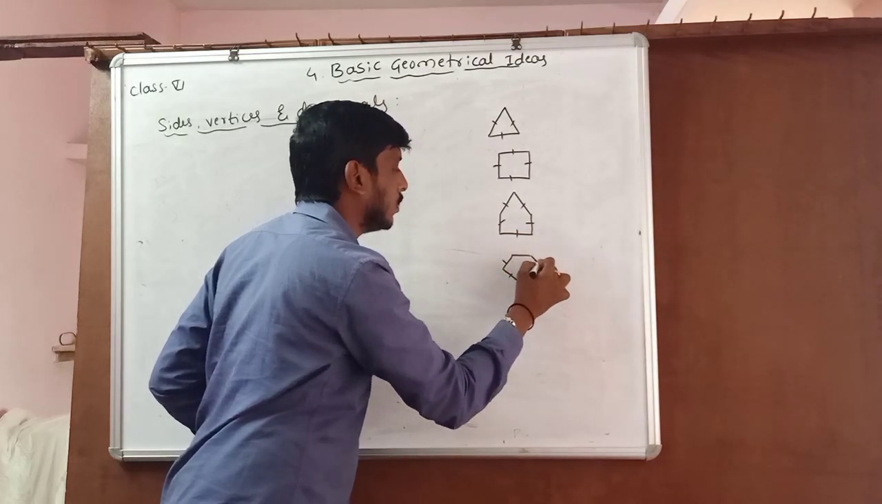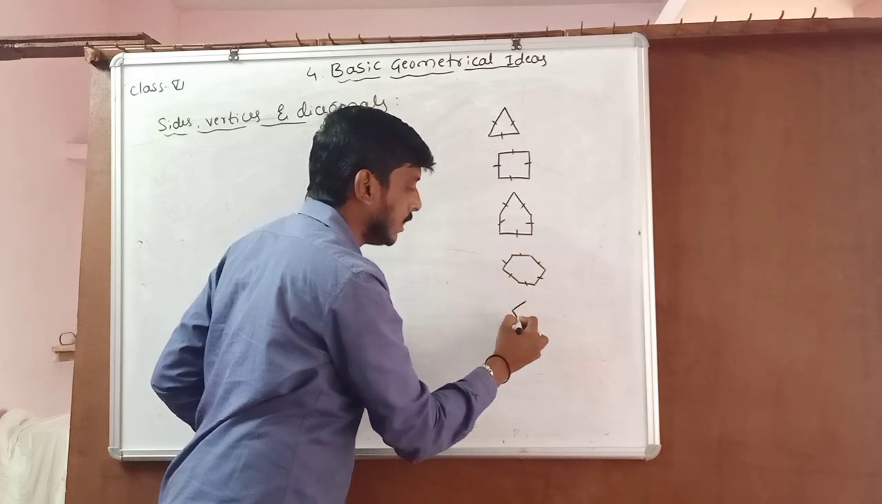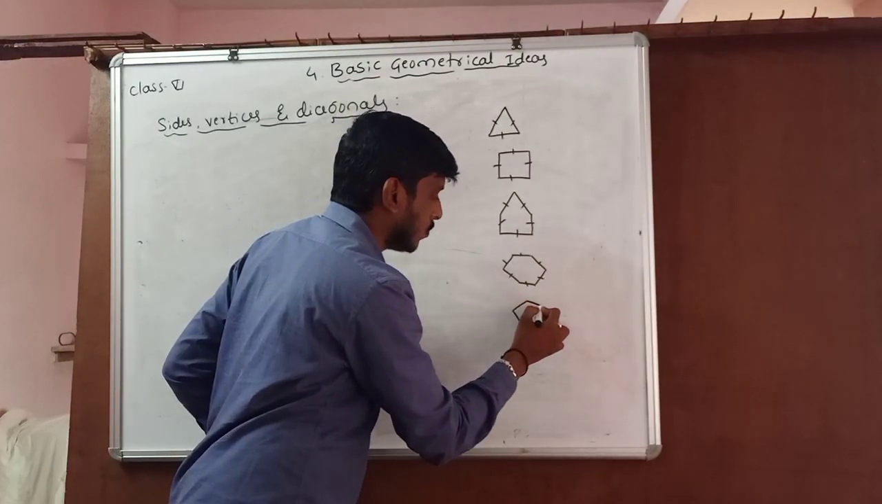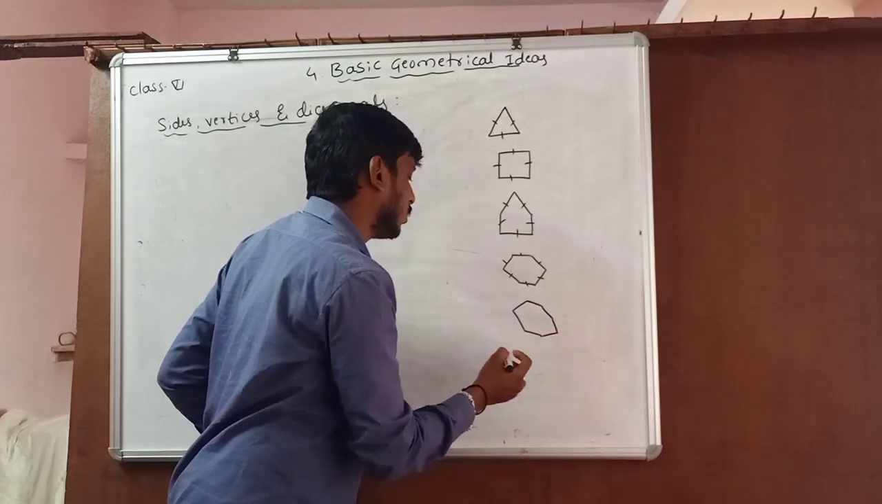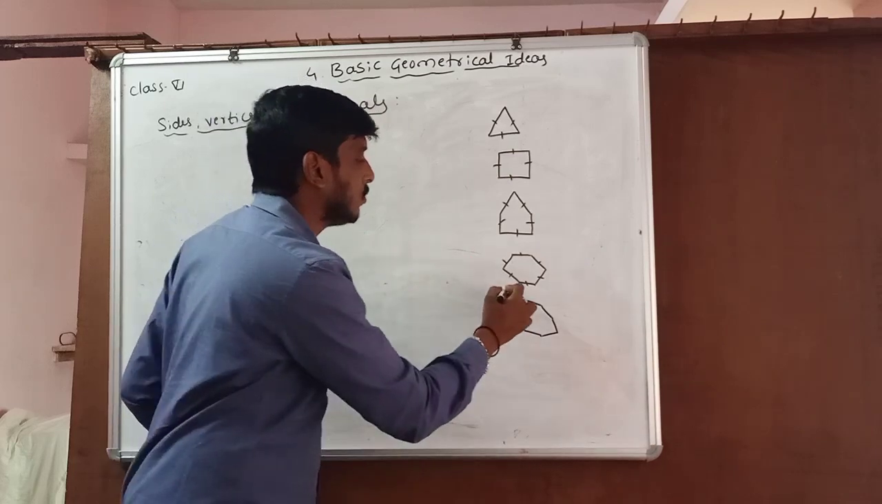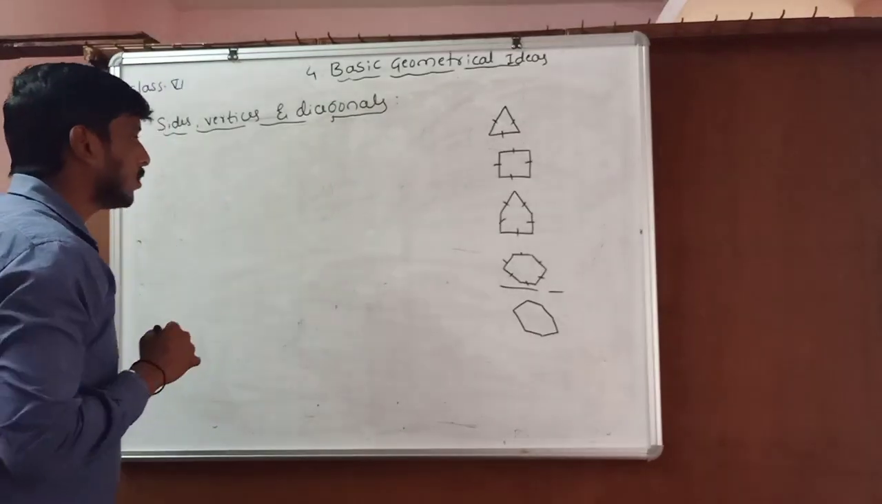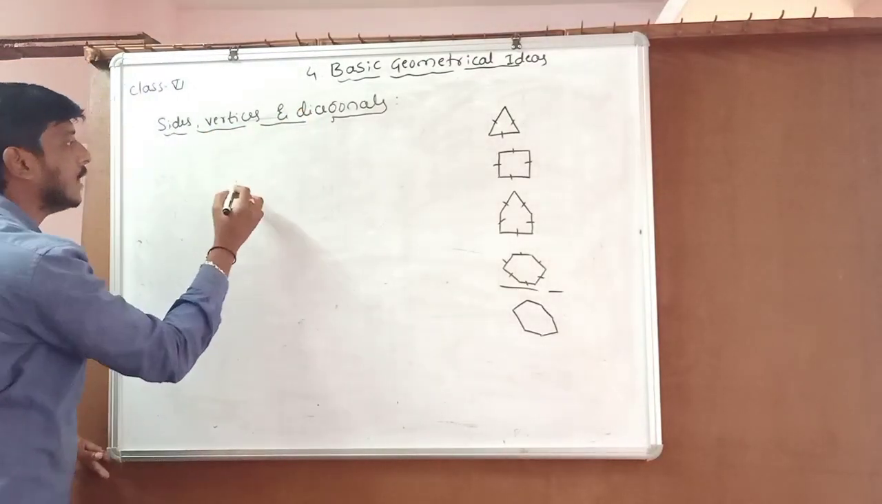Okay, so next one, a polygon containing 7 sides, it is called what? Heptagon. Next, a polygon containing 8 sides. Maximum, it's enough to learn up to hexagon. So now the next concept is what? Sides, vertices and diagonals. First I will take one diagram.